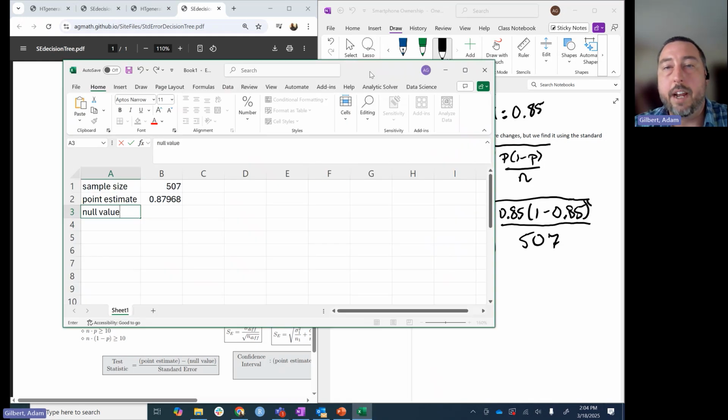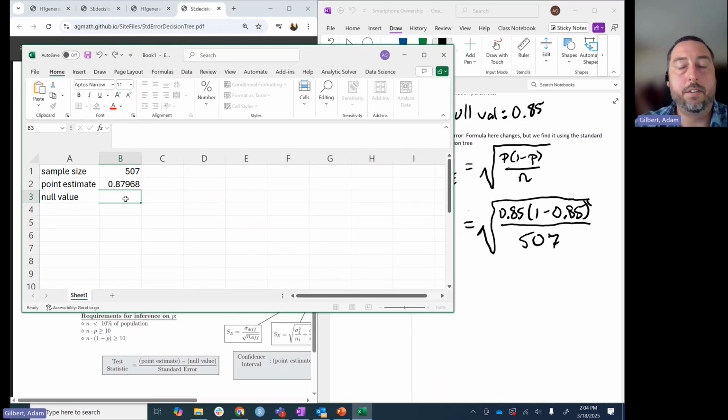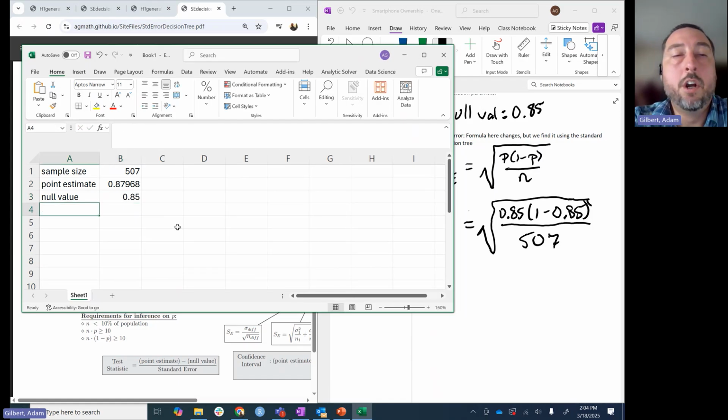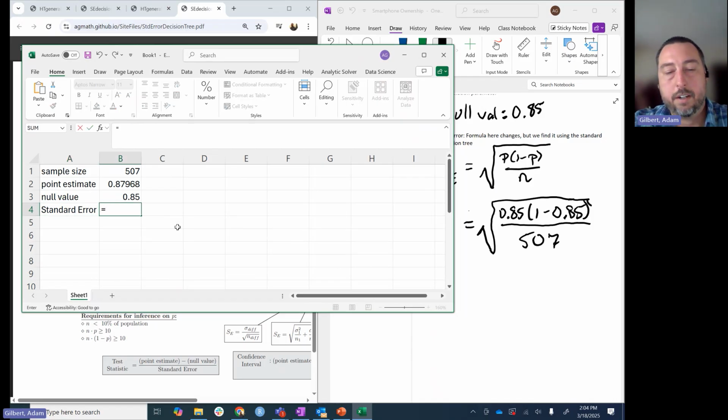As a reminder, you can hard code your numbers. So here, our null value is 85%. You can hard code these numbers to calculate your standard error, or you can use cell referencing. I'll show you both ways. So I'll start with hard-coded numbers. This is SQRT for square root, 0.85 times 1 minus 0.85 divided by 507.